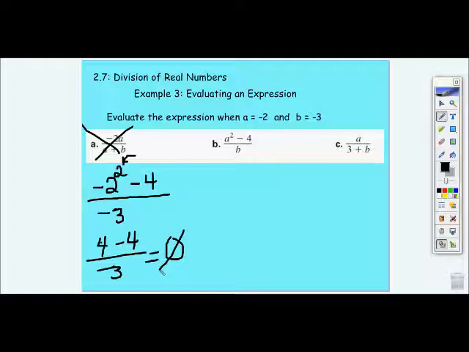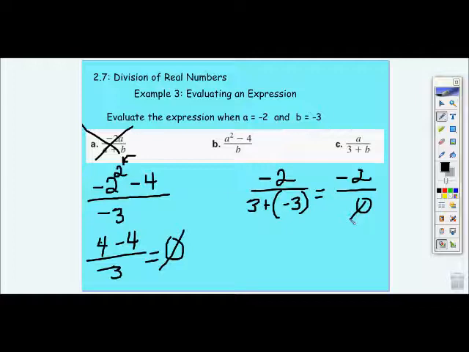When we go to letter C, we're going to substitute negative 2 in for A. We're going to do 3 plus, and we're going to substitute in our B, which is negative 3. Now, simplifying that, negative 2 as our numerator, but 3 plus a negative 3 would leave me 0. That's telling me I have a pie that is cut into 0 pieces.